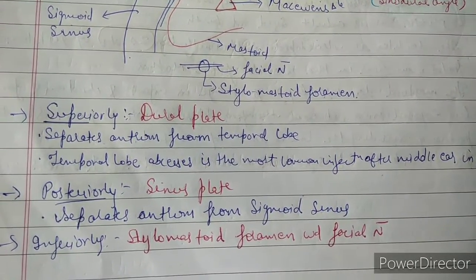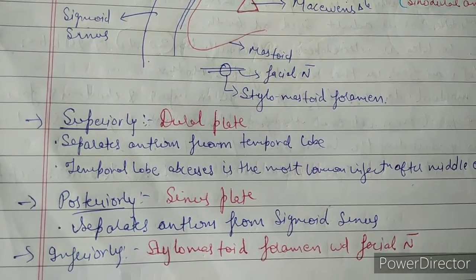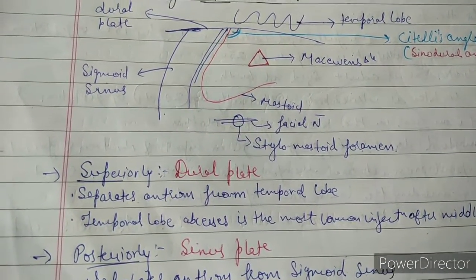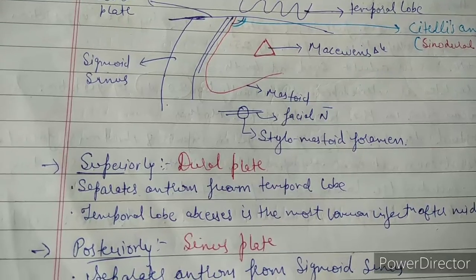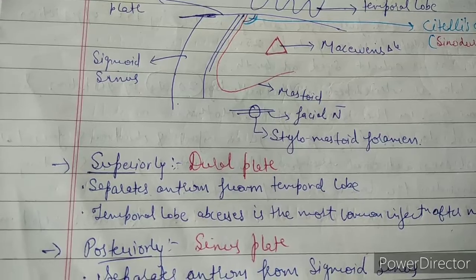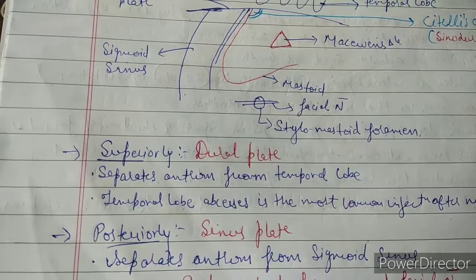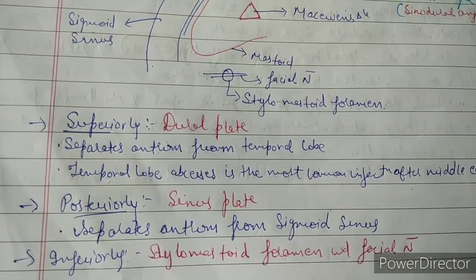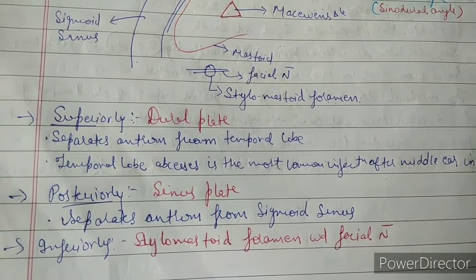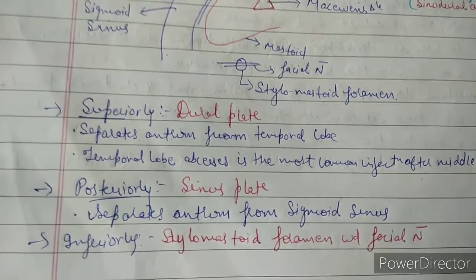So guys, now please focus here: if any infection is present in the temporal lobe, you are seeing clearly that the dural plate connects the temporal lobe with what? With the mastoid, and through the mastoid we are going into the middle ear. So the chances of infection going from the mastoid to the middle ear are higher. That's why temporal lobe abscess is the most common infection after middle ear infection, or vice versa. It means if we have any infection in the middle ear, then that infection can also go into the temporal lobe.